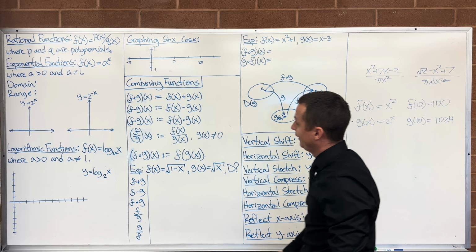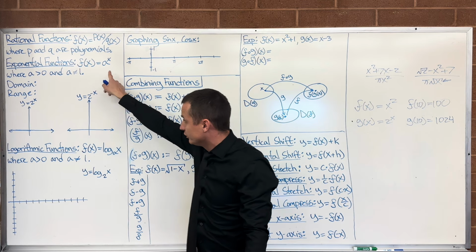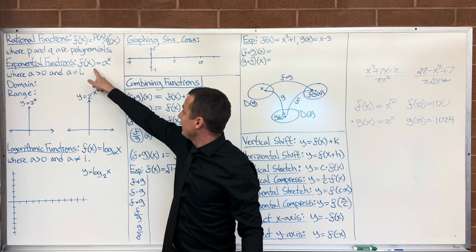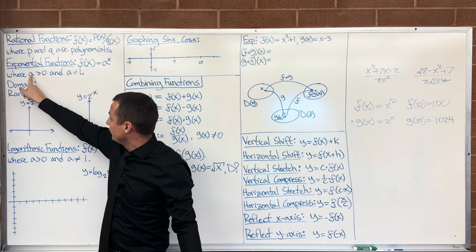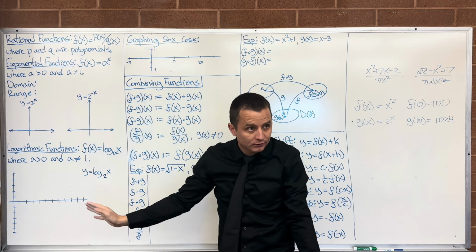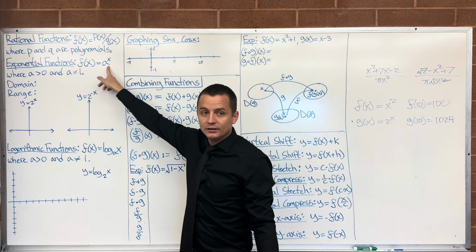So, exponential functions, not a power function. So, f of x equals a to the x, where a is some number greater than 0 and a is not 1. Why don't we want it to be 1? Because then it doesn't grow.